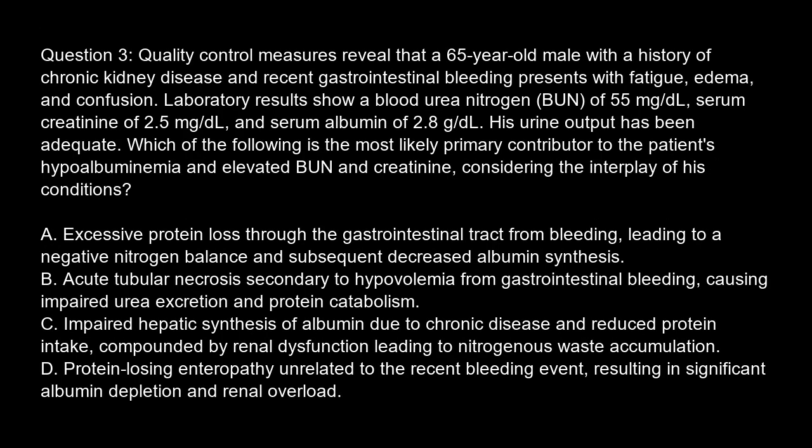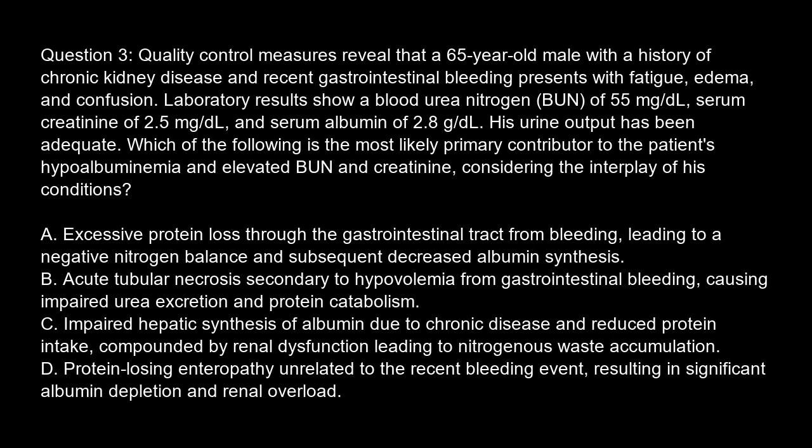Question 3. Quality control measures reveal that a 65-year-old male with a history of chronic kidney disease and recent gastrointestinal bleeding presents with fatigue, edema, and confusion. Laboratory results show a blood urea nitrogen, BUN, of 55 mg/dL, serum creatinine of 2.5 mg/dL, and serum albumin of 2.8 g/dL. His urine output has been adequate. Which of the following is the most likely primary contributor to the patient's hypoalbuminemia and elevated BUN and creatinine, considering the interplay of his conditions?